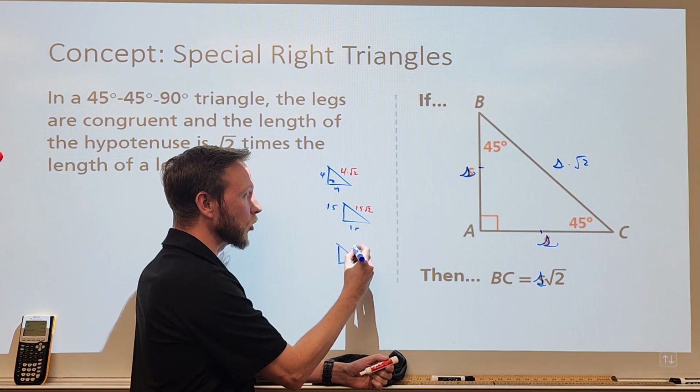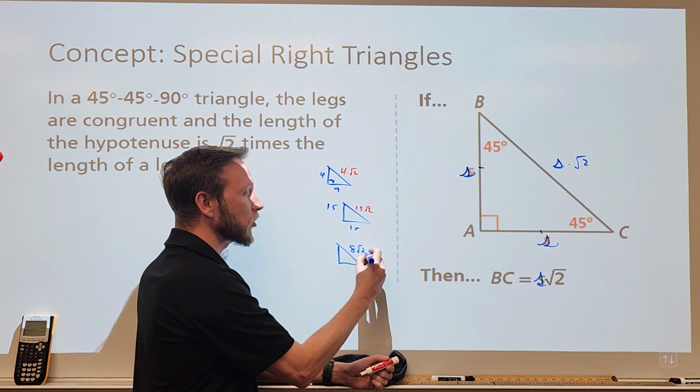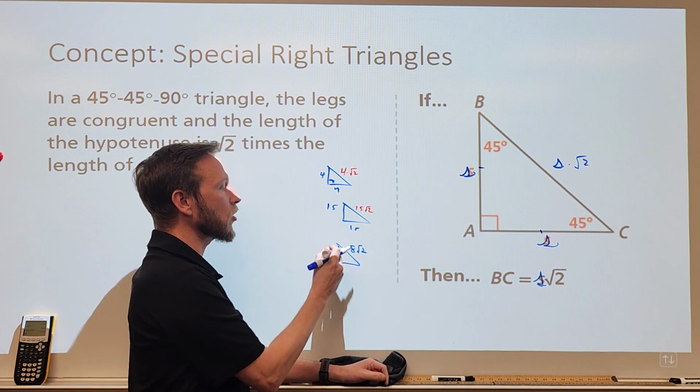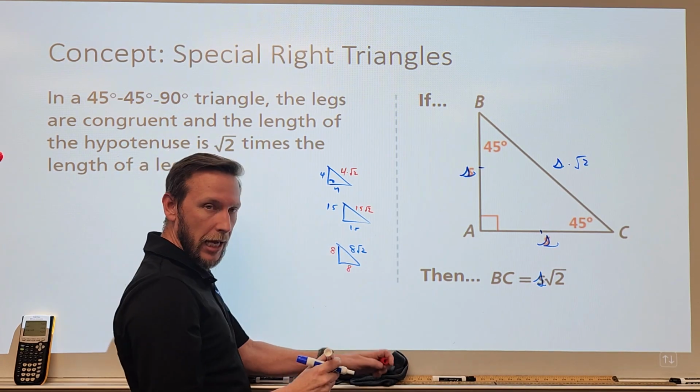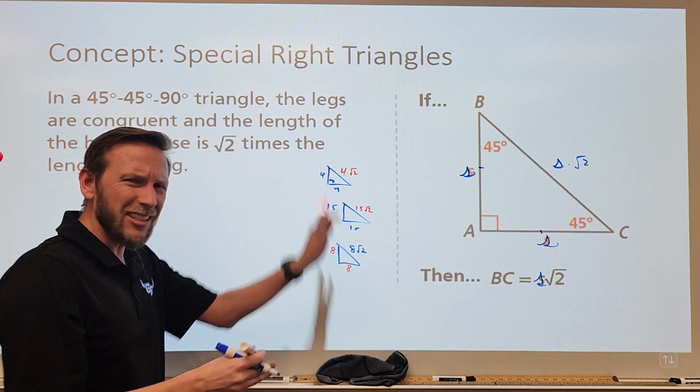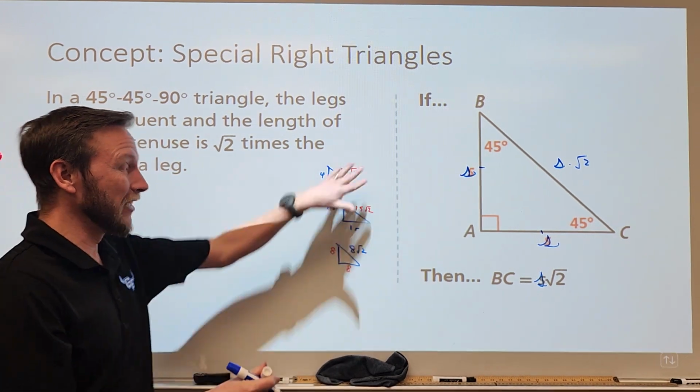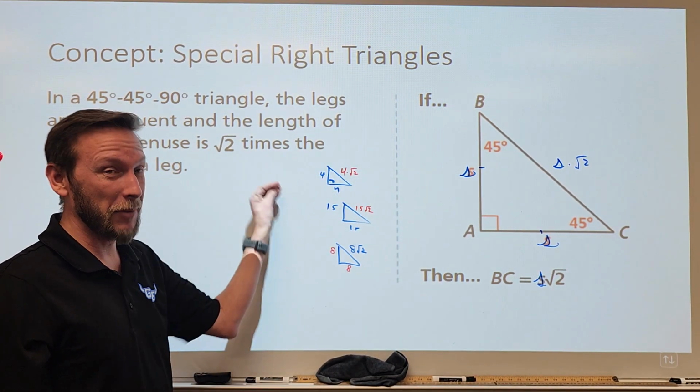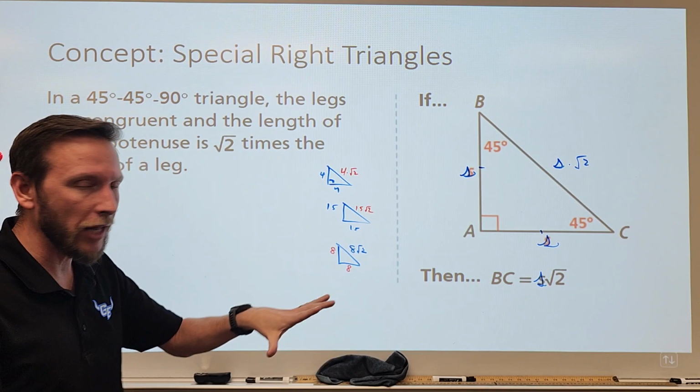If I tell you that this is 8 square roots of 2, then what are these legs going to be? Oh, we're just going to divide by the square root of 2. Those are going to be 8. All right, so again, it's not that that's terribly difficult. There's going to be some tough division that we might have to do to divide by the square root of 2 and then rationalize denominators, all that stuff.